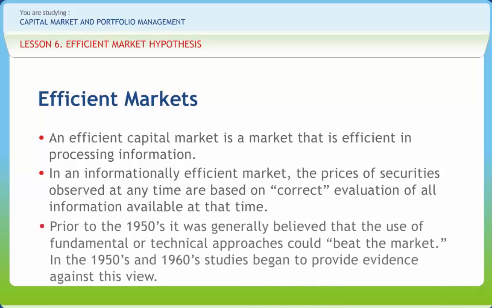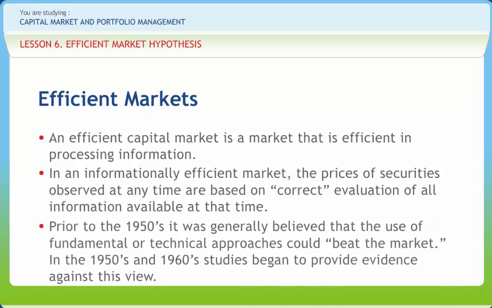Prior to the 1950s, it was generally believed that the use of fundamental or technical approaches could beat the market. In the 1950s and 1960s, studies began to provide evidence against this view. In particular, researchers found that stock price changes followed a random walk. They also found that stock prices reacted to new information almost instantly, not gradually as had been believed.